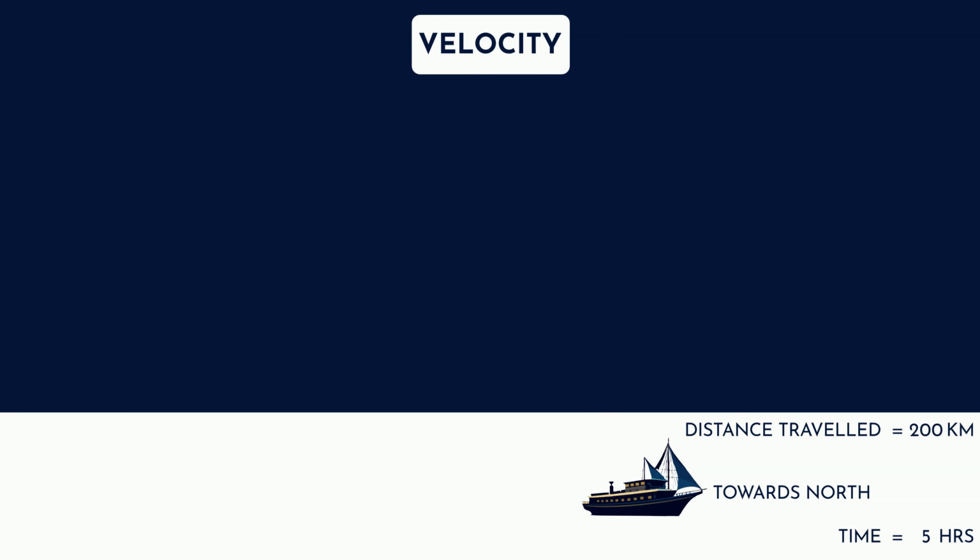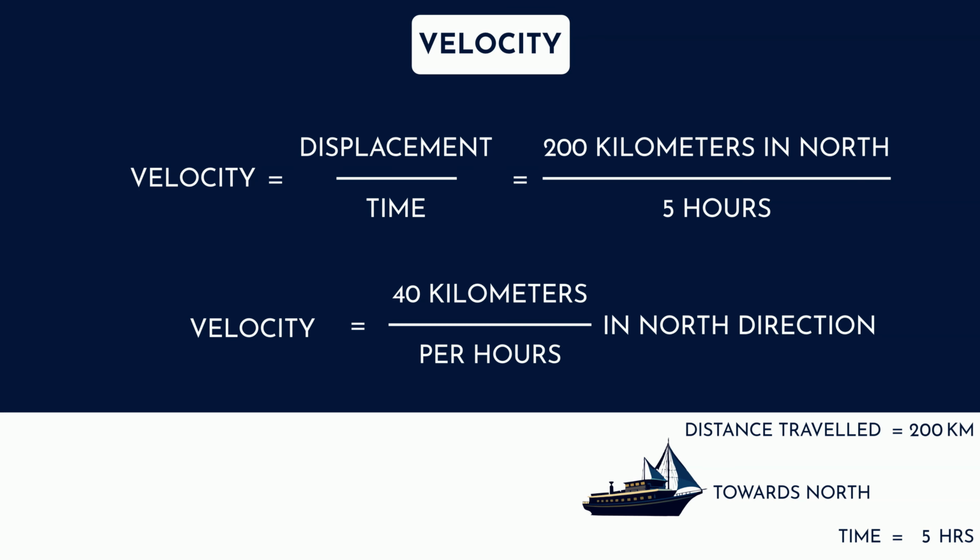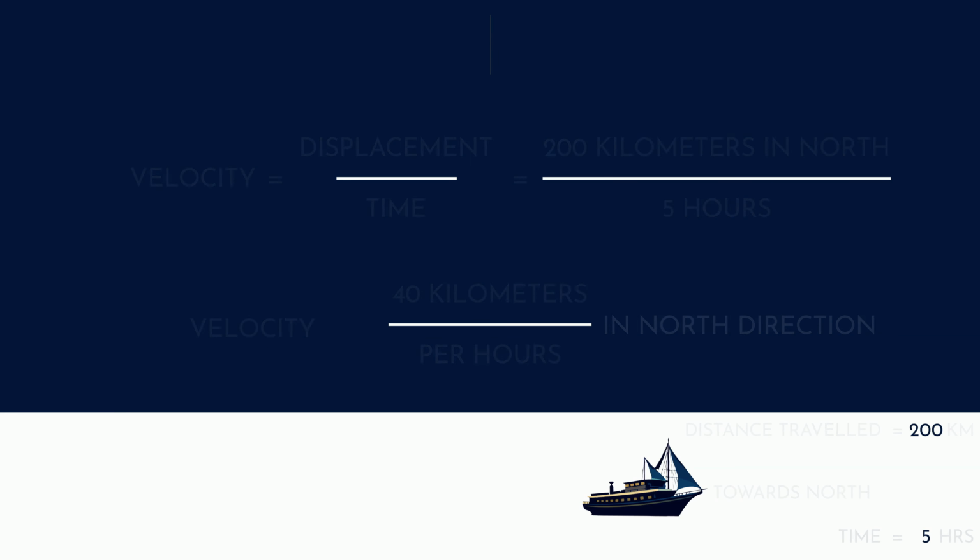For example, if a ship sails 200 kilometers north in 5 hours, what is the velocity of the ship? The velocity can be found by dividing the displacement, which is 200 kilometers north, by the time, which is 5 hours. This gives us a velocity of 40 kilometers per hour in the north direction. So, velocity gives us a complete picture of motion. It tells us both how fast an object is moving and in which direction.